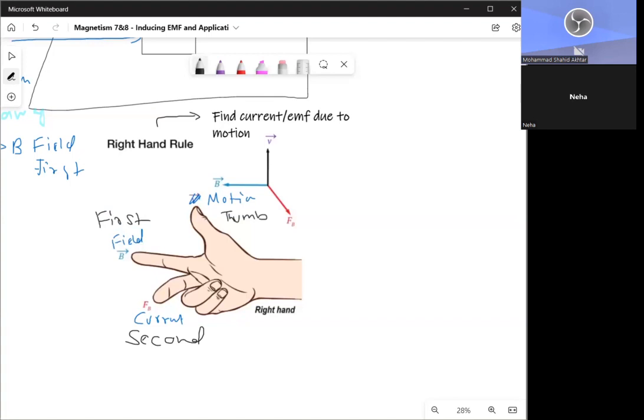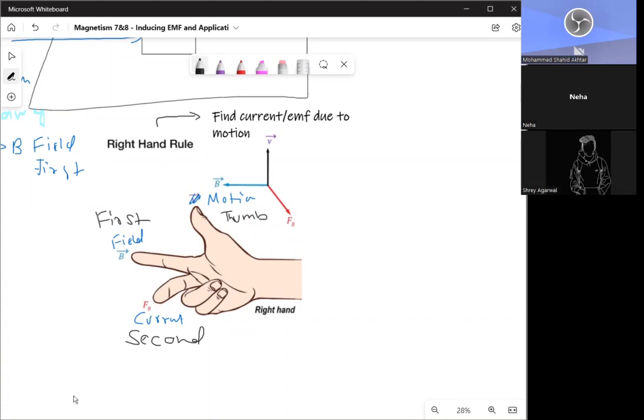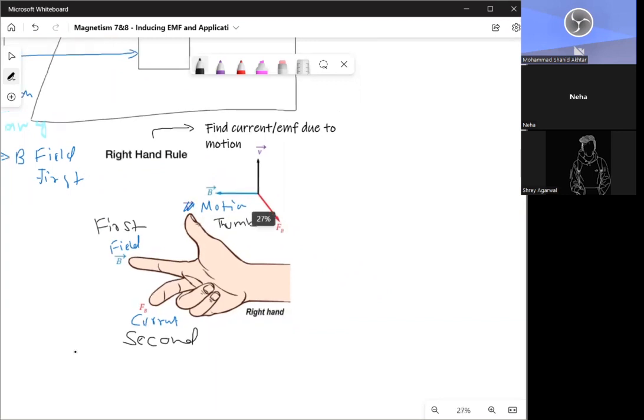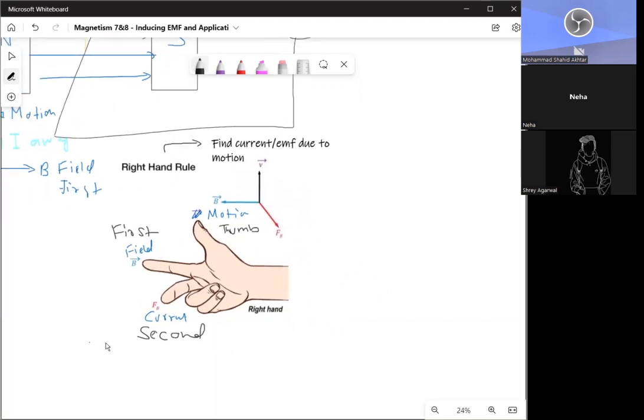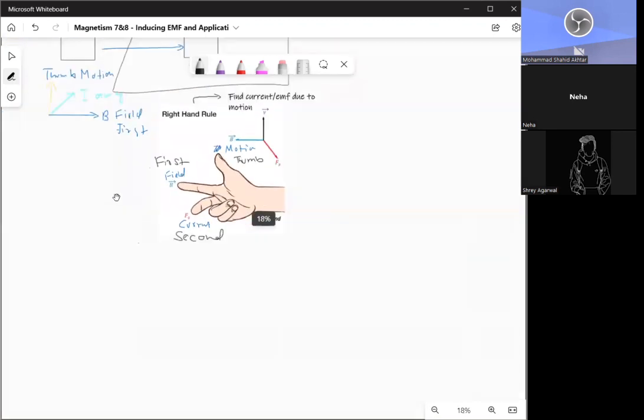Are you done? Current. Right, Shreya, can you hear me? I want you to give Ayan a call. I did. Okay, I'll do. Done? Yeah, one second. I just have to write find current or EMF due to motion. Done, sir. Okay, right hand rule.